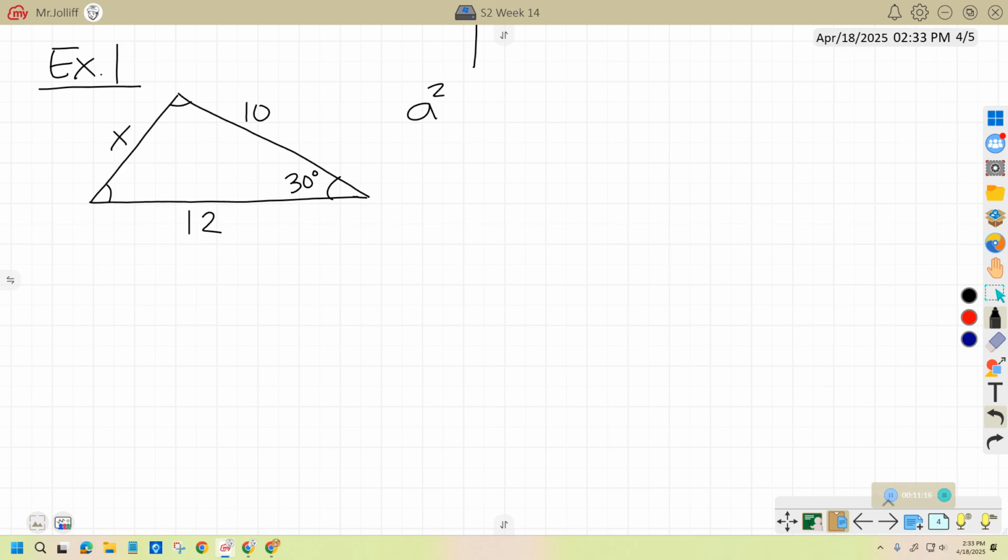a squared, the side I'm looking for, is equal to b squared plus c squared, which are the other sides, minus 2 times b times c times cosine of the angle opposite the missing side.